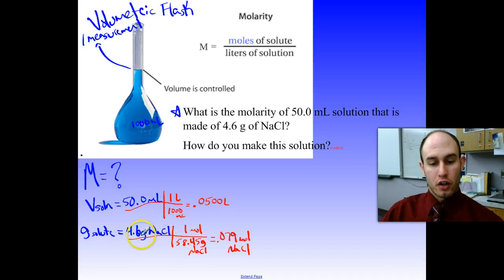So I do a simple mole conversion. So I'm going to convert here my 4.6 grams, cancel grams. Remember, this is from the periodic table right here, right? PT is where you're getting the molar mass. And I get 0.079 moles.